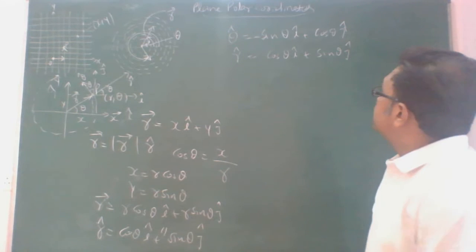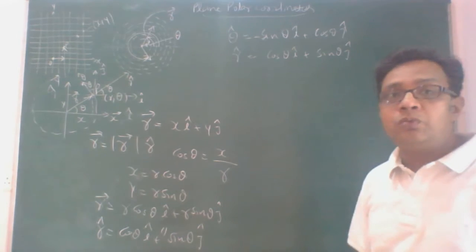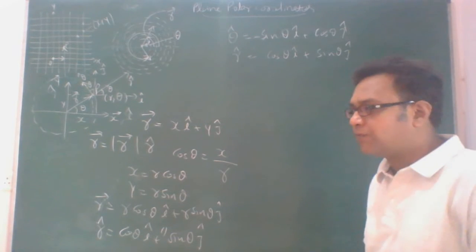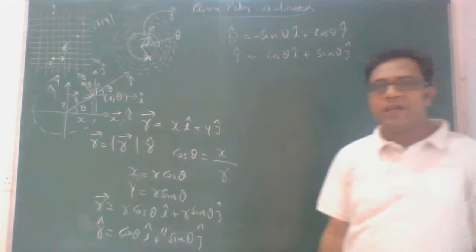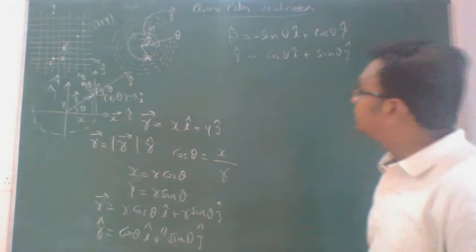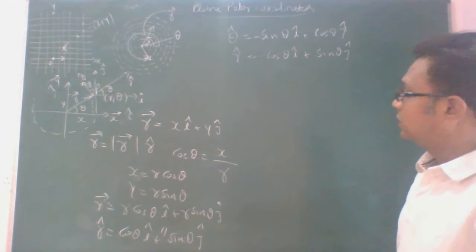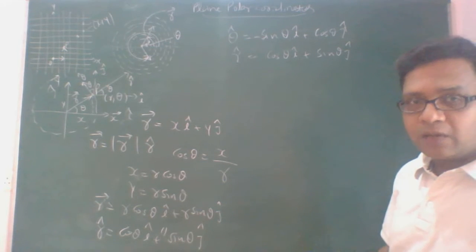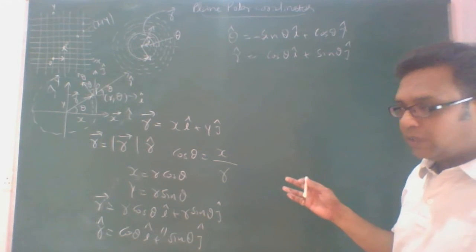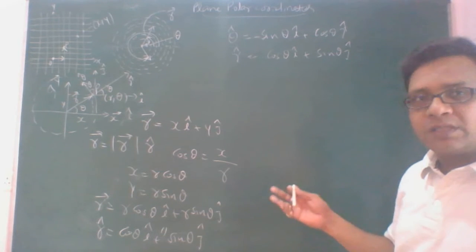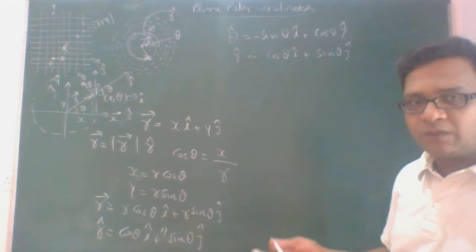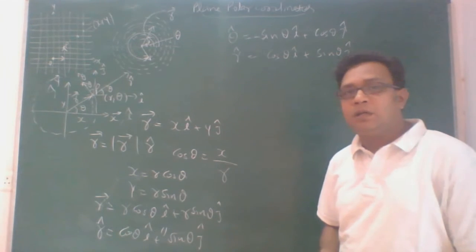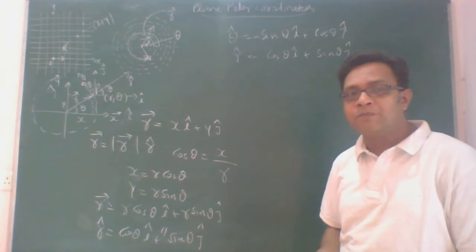Fine. So I know the two new directions, r cap and theta cap, in terms of previously known directions, i cap and j cap. Now, do I have enough equations available with me to study motion of this so-called particle P in this new plane polar system? The answer is yes. Why not?